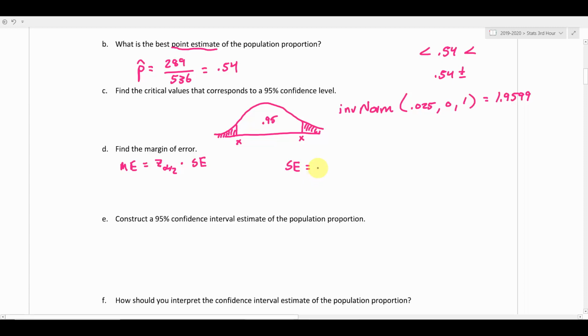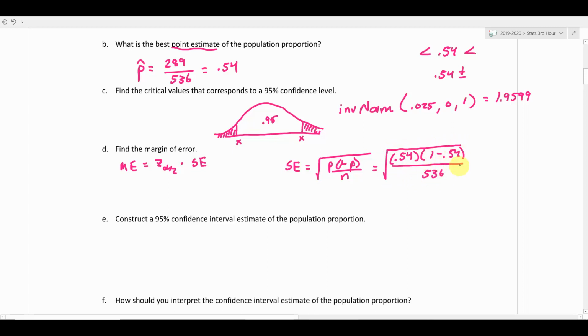This is for a proportion, right? So this is the one with the big square root calculation, where we have p times 1 minus p all over n, and this is all inside of a square root. So my proportion from my sample was 0.54, and then we would do 1 minus 0.54, and then divide by our sample size, which was 536, and that's all got to go inside of a square root.